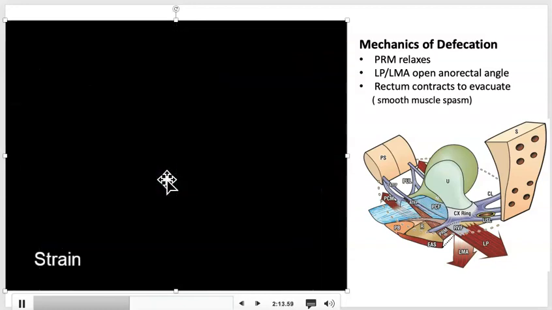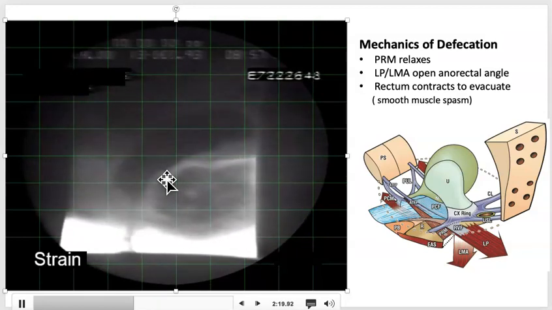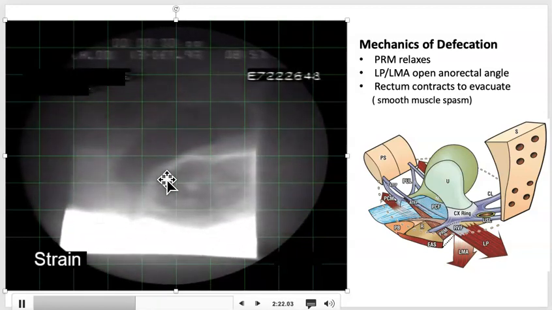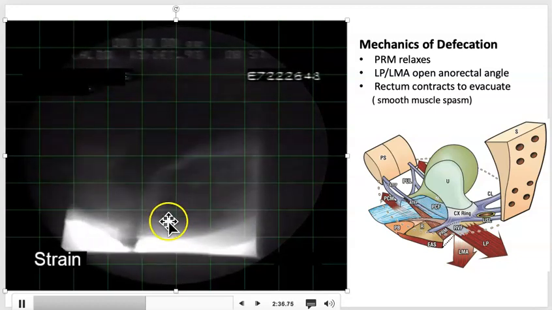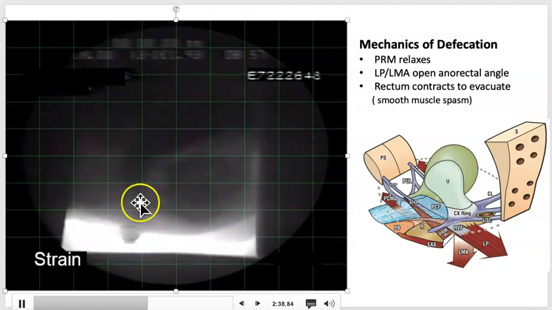This next segment is the description of straining. The patient has fecal incontinence, and you will see that the sequence opens with a very tentative attempt to strain. Finally, the patient strains. The tip of the levator plate is pulled downwards, and you can see that there is some feces exiting from the anus.